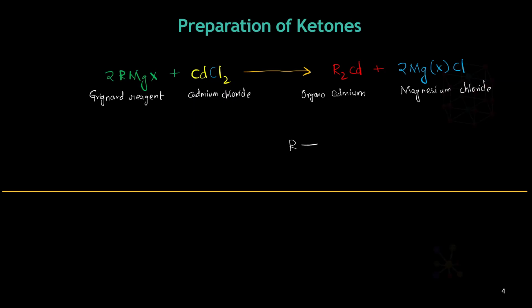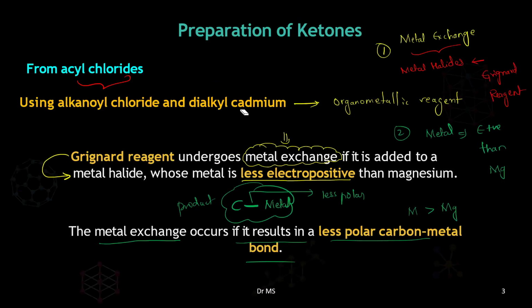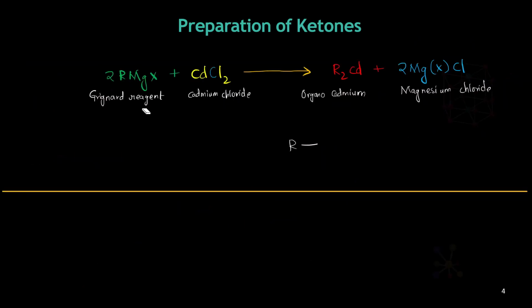So just recall the definition, what I said. When the Grignard reagent undergoes metal exchange, that means the metal exchange will happen when the Grignard reagent interacts with the metal halide. So see here, when the Grignard reagent reacts with the metal halide, the metal exchange will happen. It will replace the magnesium, and it will put the chlorine here. It will exchange the chlorine here.